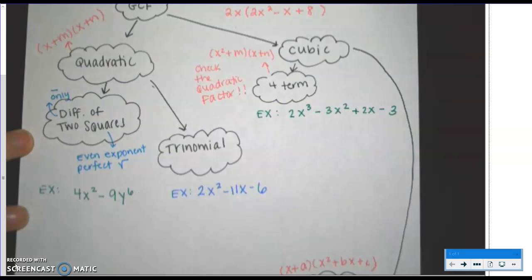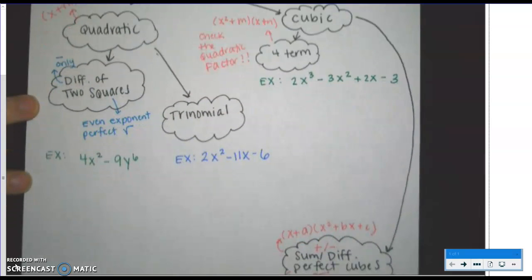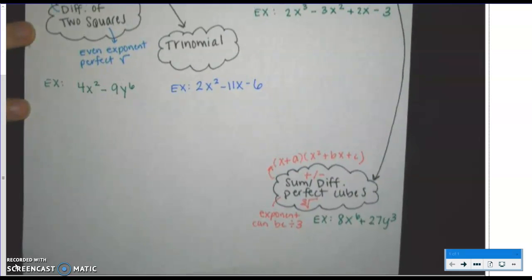The first type is a difference of 2 squares. So difference means it has to be subtraction. It doesn't work if it's plus. And square means that an exponent is even, so we can divide it evenly into 2. And you can take the square root of whatever the numbers are. So here I have 4x squared minus 9y to the 6th power. It's subtraction, which is good, and my exponents are all even. So I can do a difference of 2 squares.